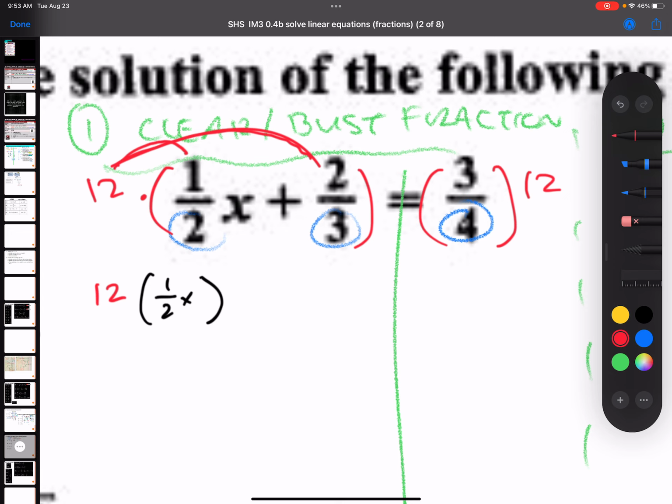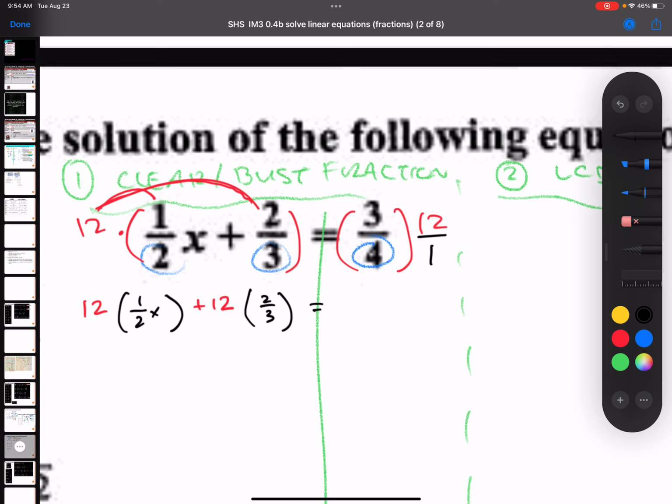This 12 here, is it positive or negative, class? Positive, so it's positive 12 times 2/3. Partner A, tell partner B, how do you make 12 a fraction? Class, show me with your fingers. What number do we have to use? Thank you, John, Joshua, thank you. Put it over 1, okay?